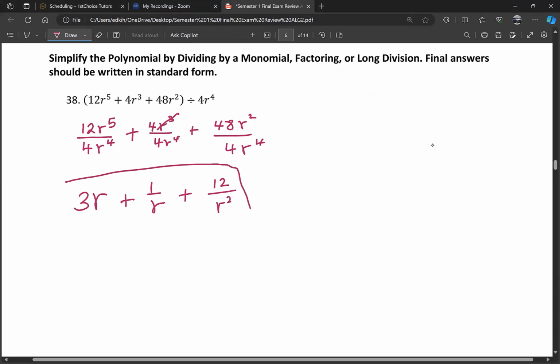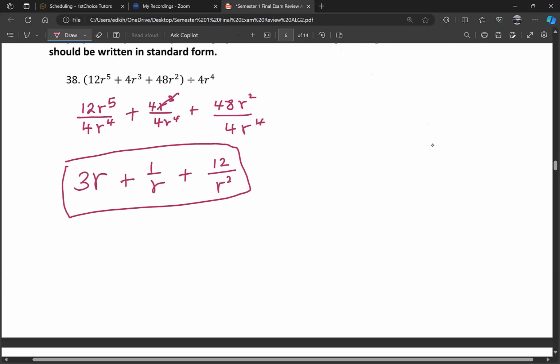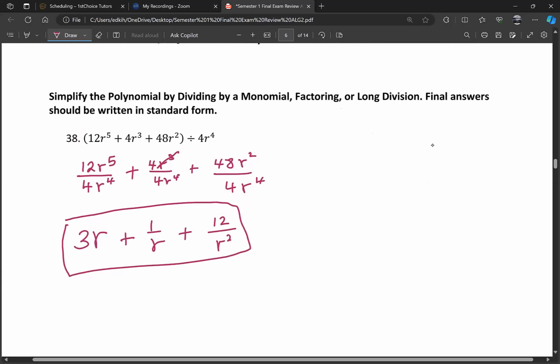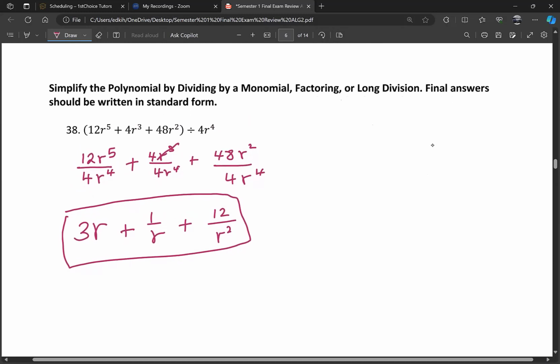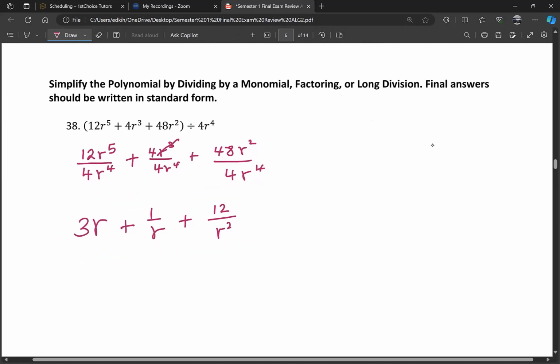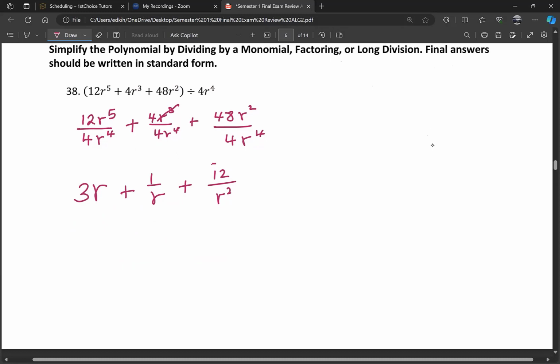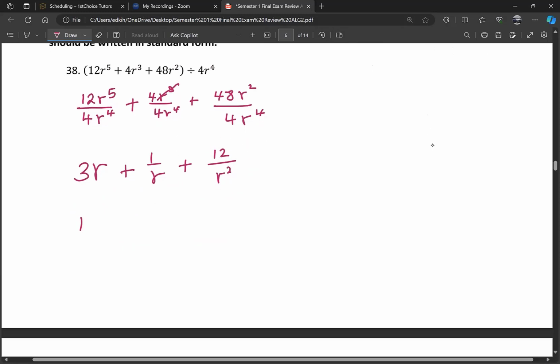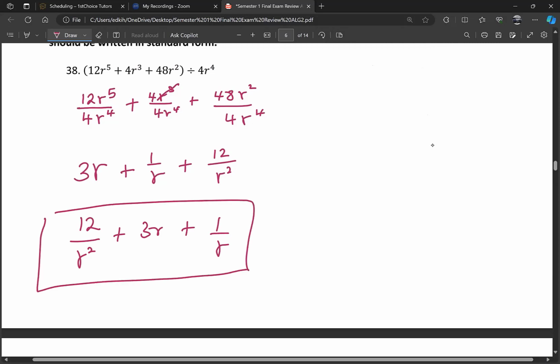And that is the answer to this question. All right. Oh, actually, wait, it did say write the answer in standard form. So because this one has r squared, let's rewrite this and have it at the beginning. So we would say this is 12 over r squared plus 3r plus 1 over r. I don't think you get dinged for writing it this way either, but just to be safe.